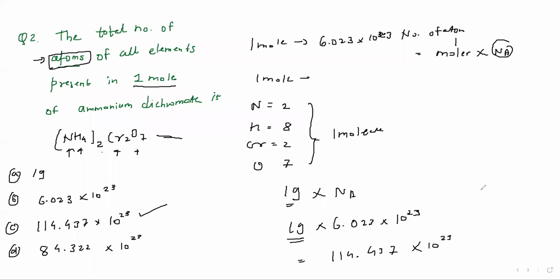Correct? Sir, I can't hear you. Can you hear me right now? If they ask for only number of molecules, then my answer should be B. Correct? But they ask for atoms, so I have to count each and every atom present here. Okay? Understood, sir. Yeah. So let me give the next one right now.